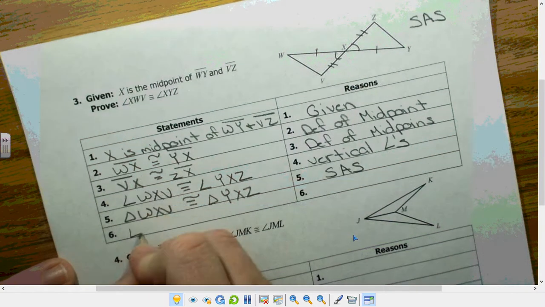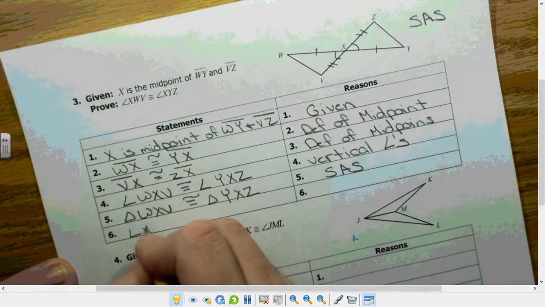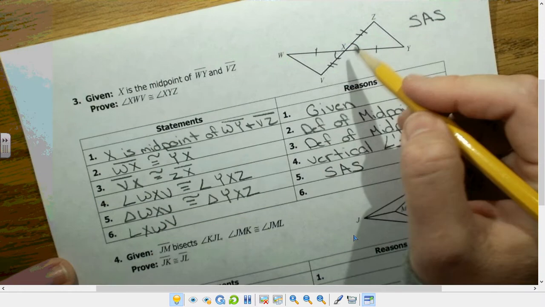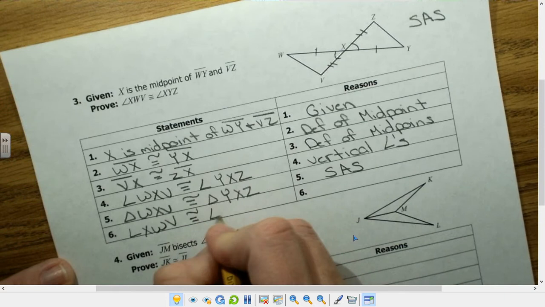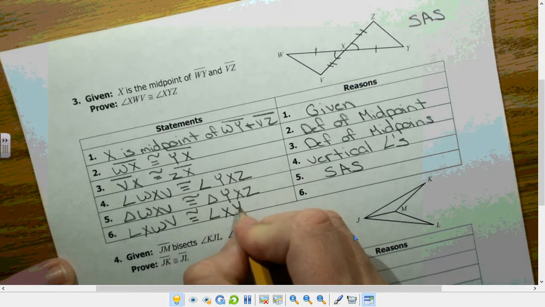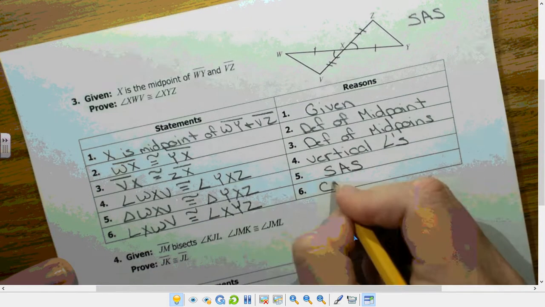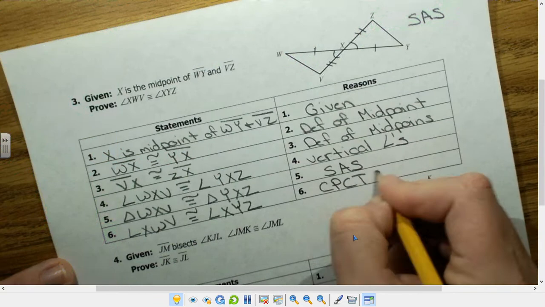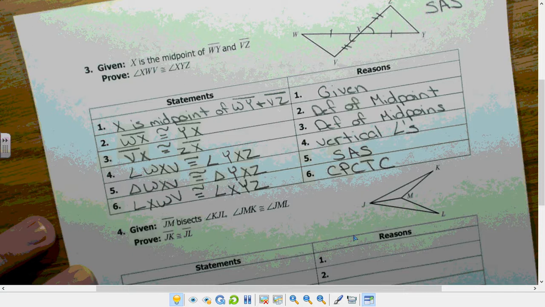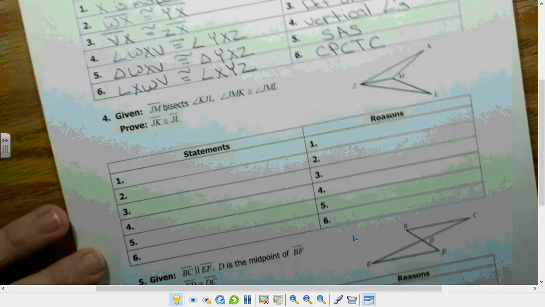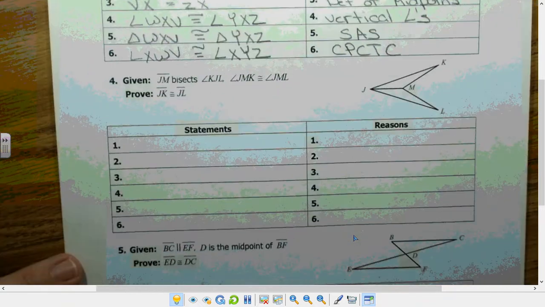And we have angle XWV, which is what we tried to prove. XWV is congruent to angle XYZ, and that's congruent parts of congruent triangles are congruent. All right, very good. Okay, let's go on and do another one here.